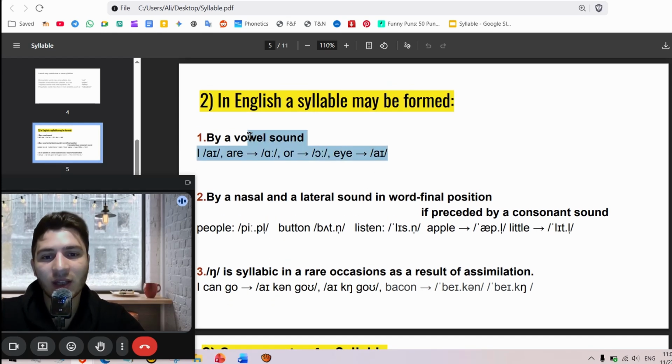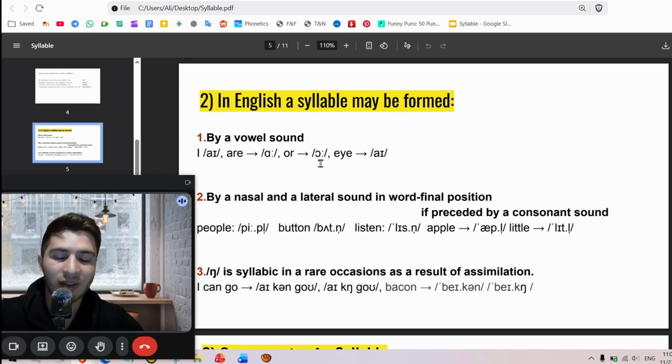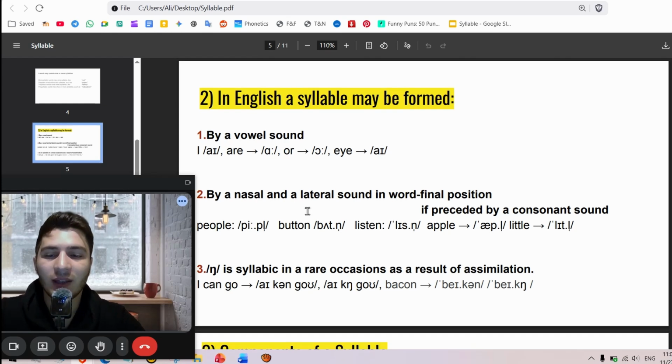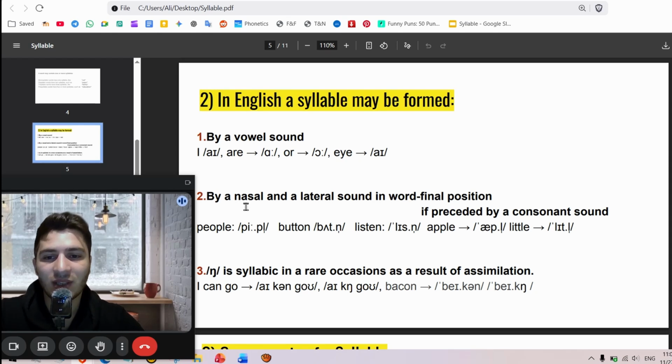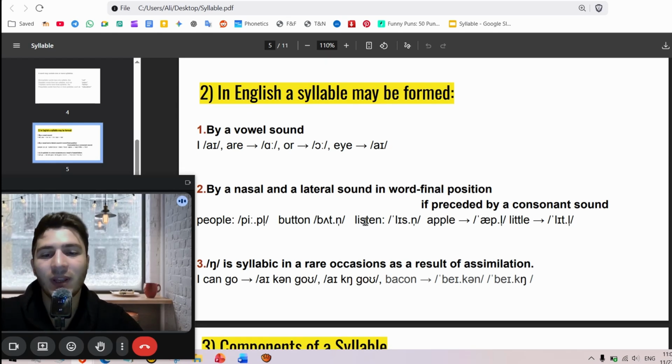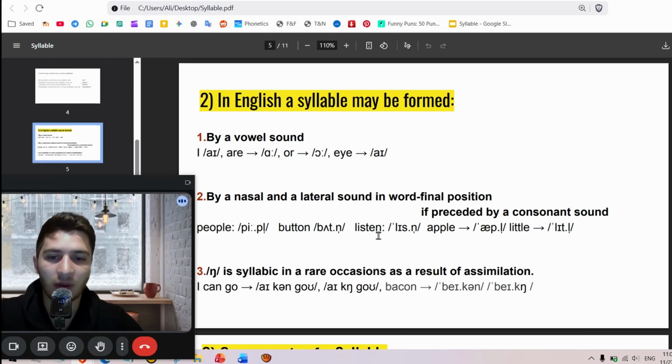But unlike Azerbaijani language, there are two more factors that form syllables in the English language. The second factor is a nasal and a lateral sound in word final position if preceded by a consonant sound, and we can see the examples to this rule down below. For example, button, listen, apple, etc.